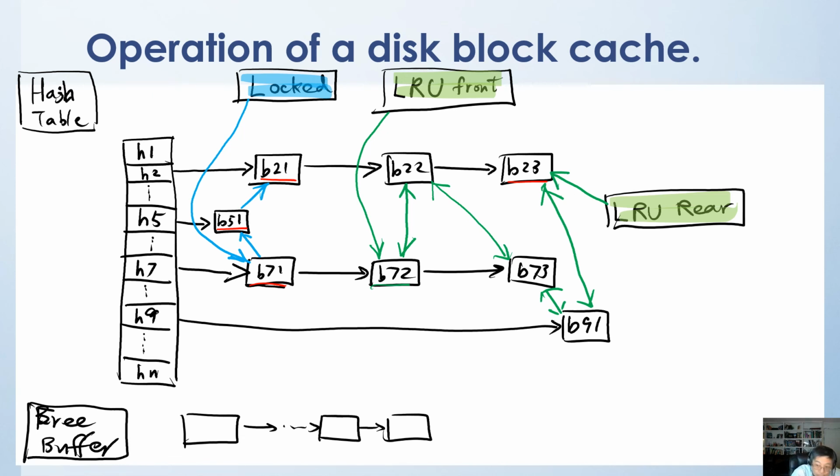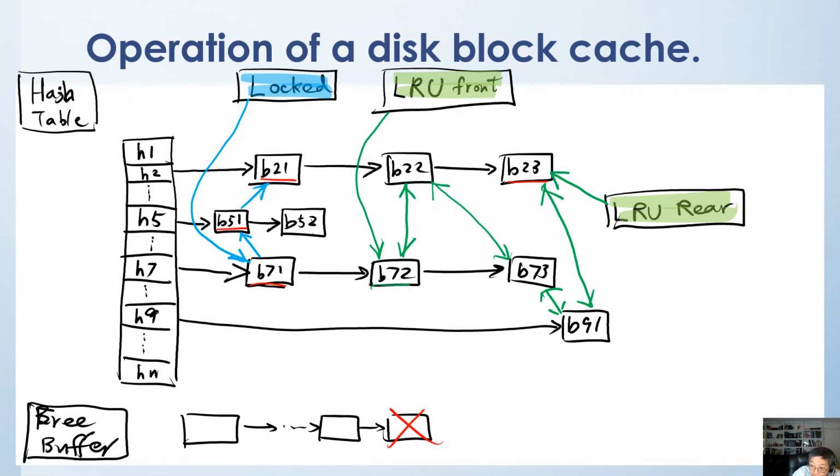Now, when a new block is accessed, suppose that new block has hash value H5. Then we're going to put this new block in that list. If a free buffer exists, we can take one free buffer and move it here. So a free buffer is allocated and linked into the corresponding hash list at H5.